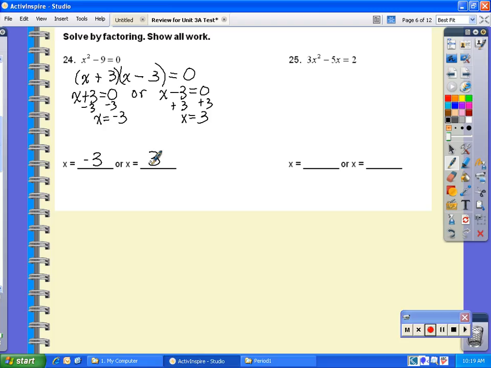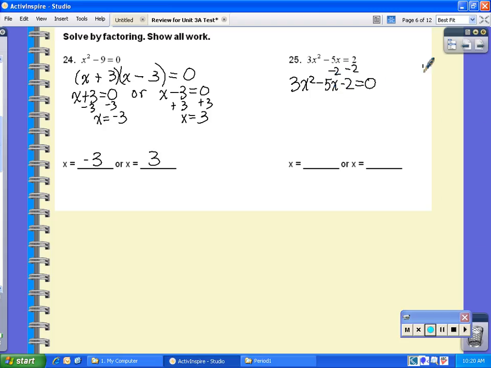For number 25, I first have to subtract 2 from both sides because my quadratic has to be equal to 0 in order to solve it. And now I'm looking for two numbers that when I multiply, I get negative 2 times 3, which is negative 6, and when I add, I get negative 5. Those two numbers are negative 6 and 1, and so therefore now I need to do that shorthand method or factor by grouping, and I take negative 6 and divide it by a, and I take 1 and divide it by a and simplify. The x goes on the bottom, and so I made a little mistake there.